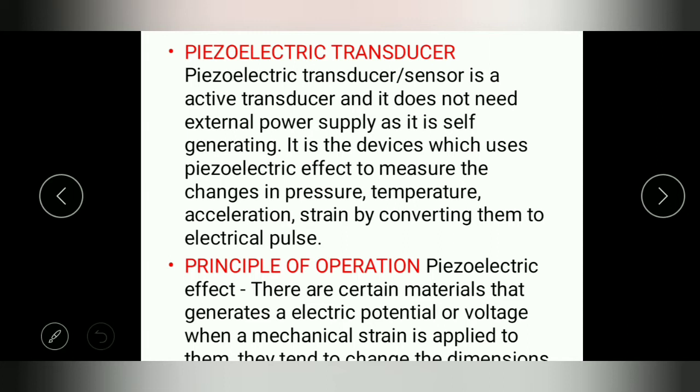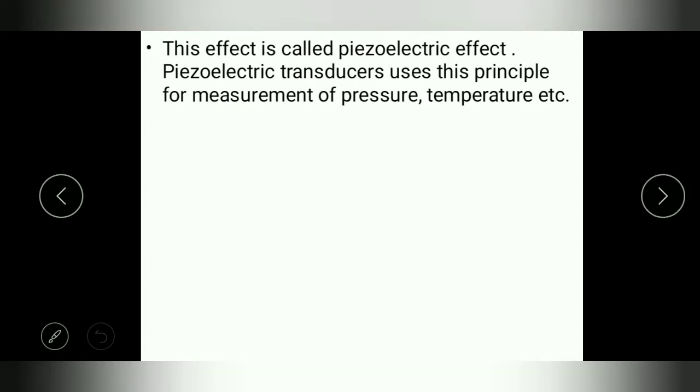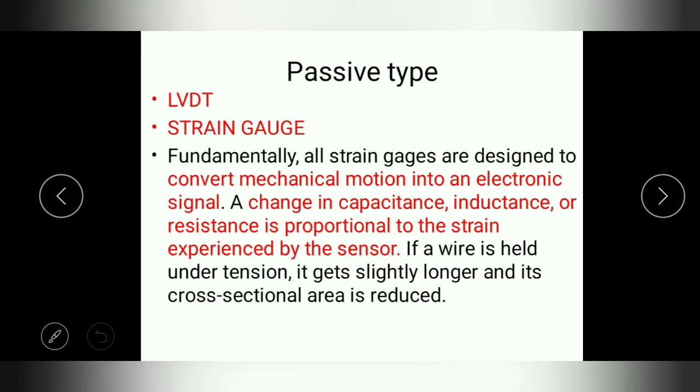That is piezoelectric effect. There are certain materials that generate an electric potential or voltage when mechanical strain is applied to them. They tend to change in dimension. So once some strain happens to a piezoelectric crystal, the dimension will change. Strain means there is change in length. So that change in dimension causes some amount of voltage to be generated in the piezoelectric crystal. That is the principle of piezoelectric transducer. So this effect is called piezoelectric effect. Piezoelectric transducer uses this principle for the measurement of pressure, temperature, etc. That is the active one.